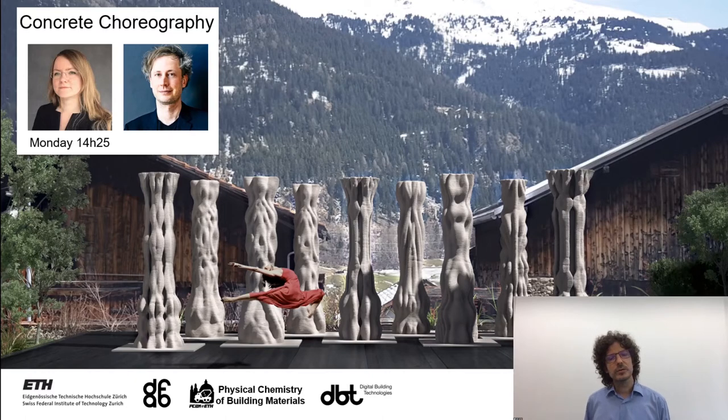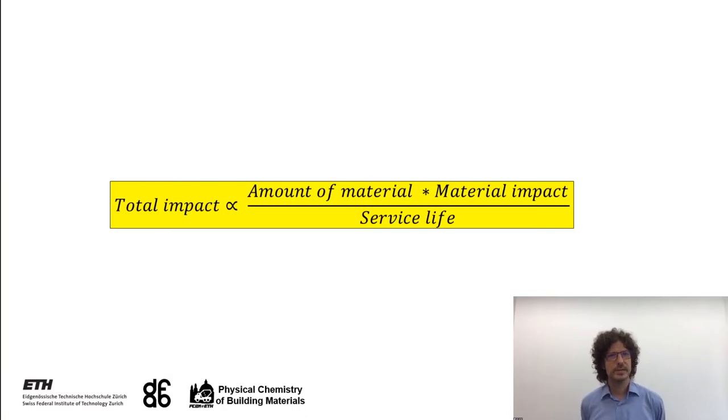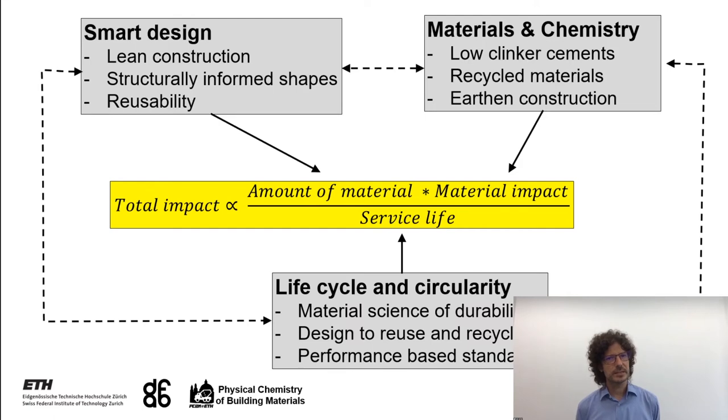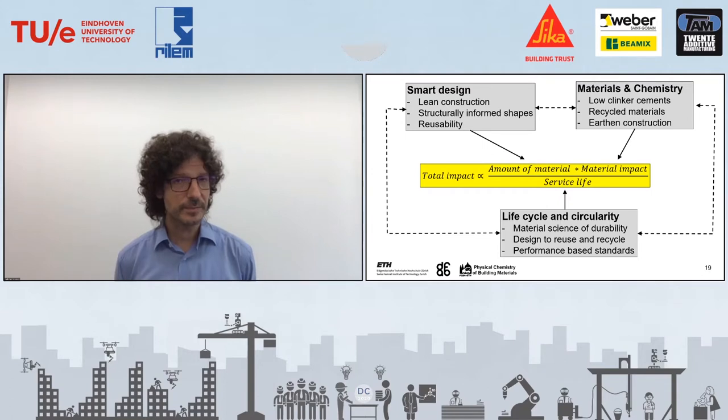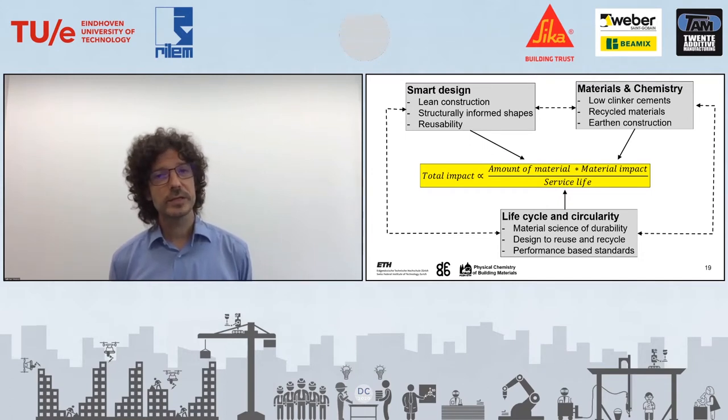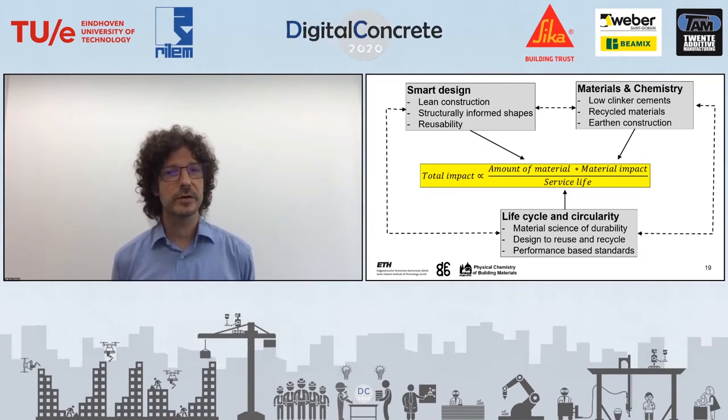And the question with all these possibilities, what should we really be striving for? Well, I would argue that we want to reduce the environmental impact of the construction sector. And in this regard, we have to consider that we have a total impact being a product of the amount of material used times the material impact divided by the service life. So clearly with smart design, we can generate structures using less material for the same function. However, we should not overkill that with a material that has a larger environmental footprint.